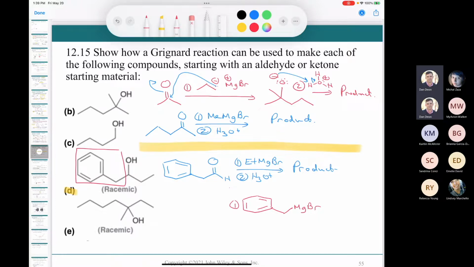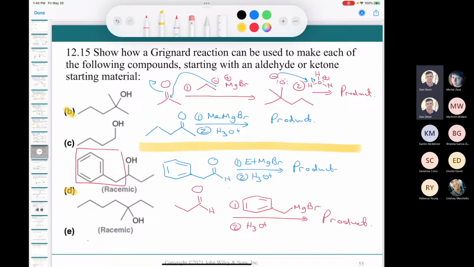In this case, my aldehyde is only going to have 1, 2, 3 carbons. So this compound is called propionaldehyde. We'll learn how to name aldehydes later this semester. And then in the second step, I'm going to treat that with H3O+, and that's going to give me the product, just like that. So we've covered B and D.